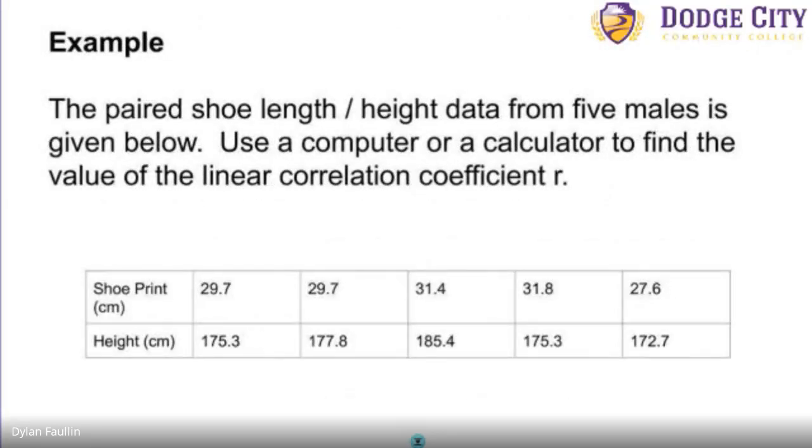All right, so let's practice using the LinReg t-test, calculating R, and then using that to determine if we have a linear relationship between these two variables, if there seems to be any linearity to it whatsoever.